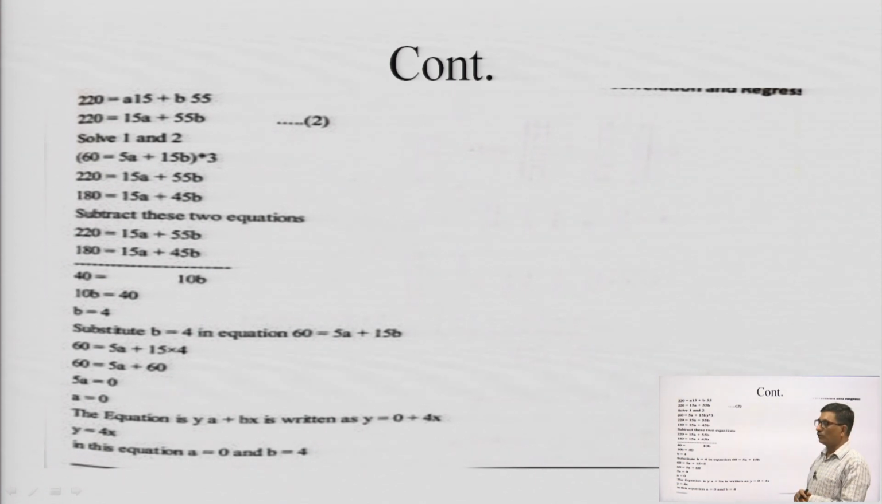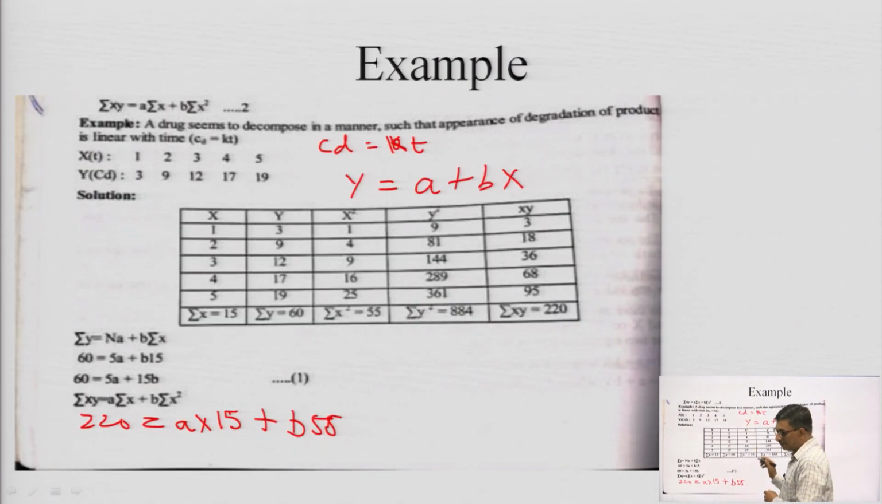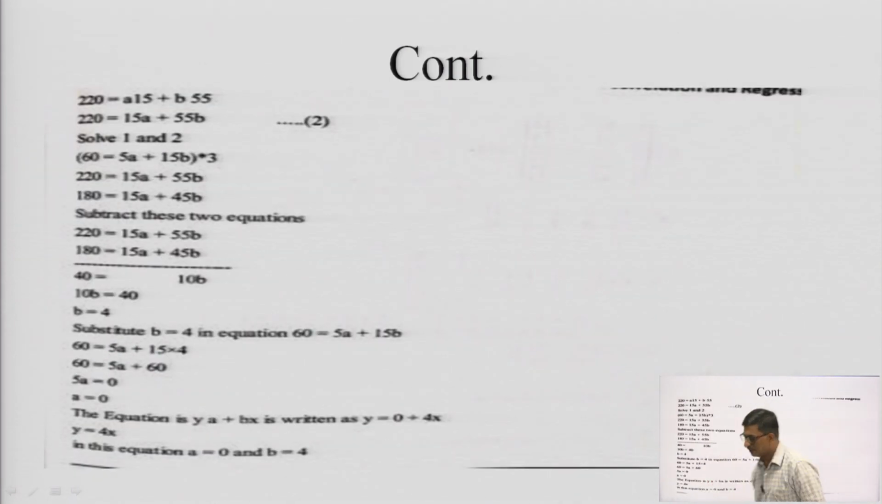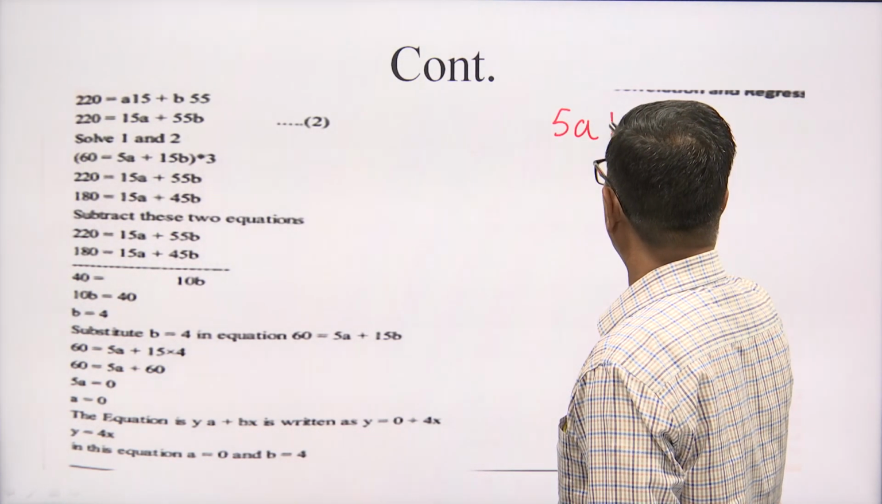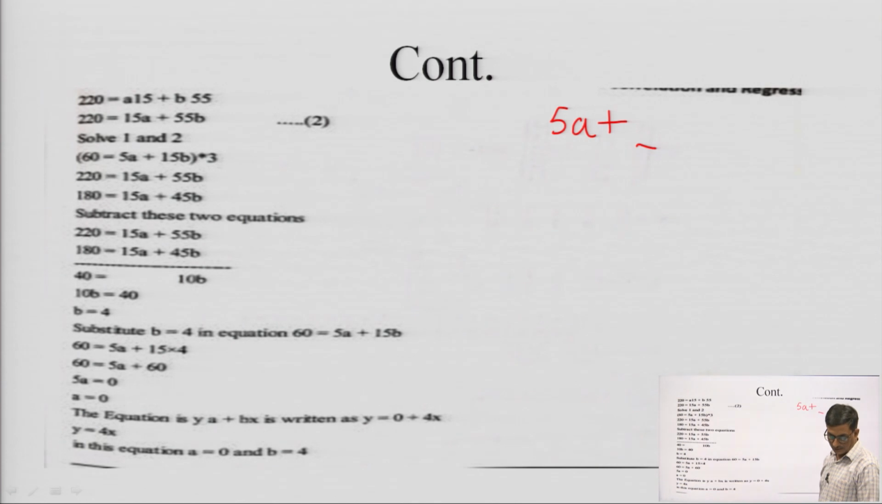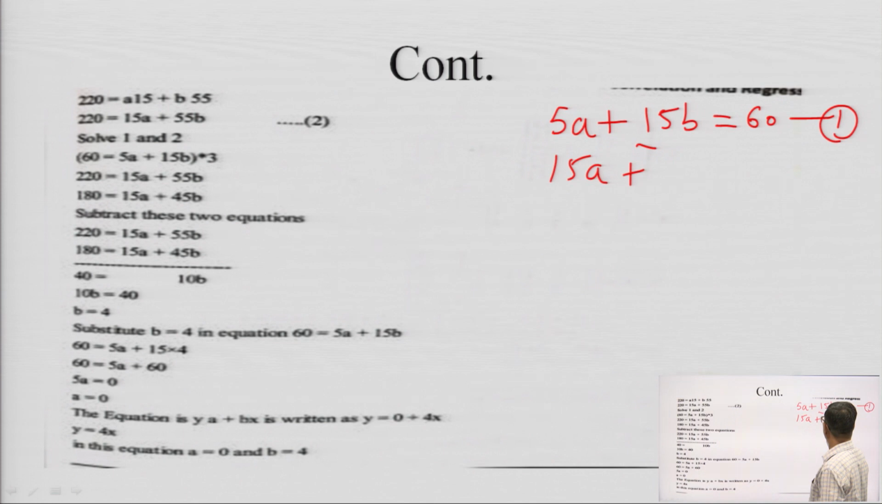Now, to solve these two equations: the first normal equation is 5 a plus 15 b equal to 60, and the second equation is 15 a plus 55 b equal to 220.